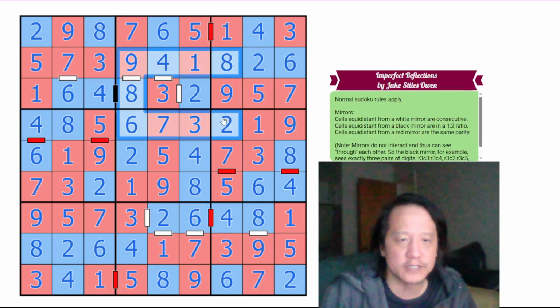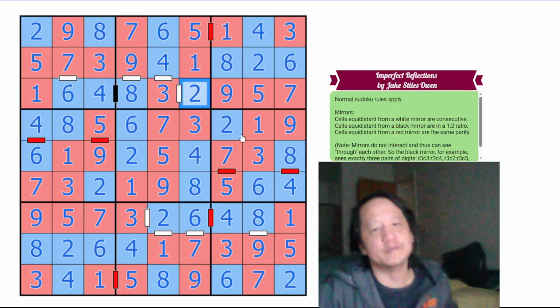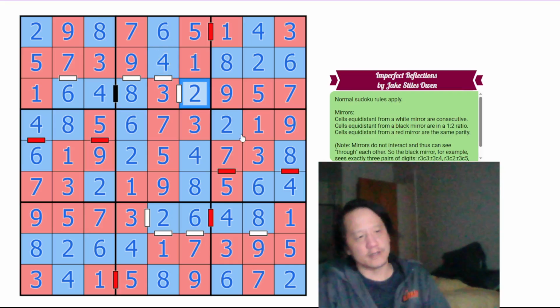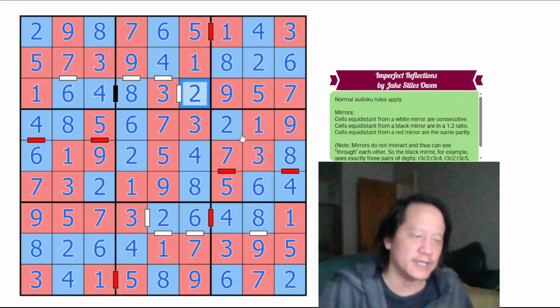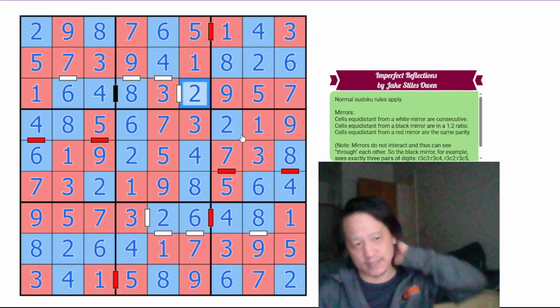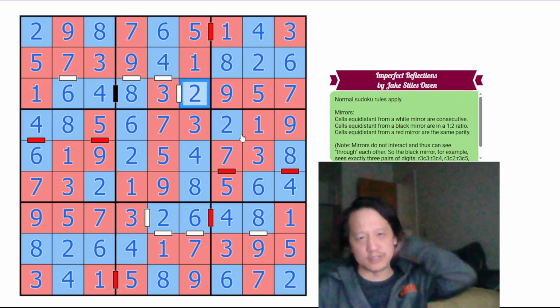Pretty interesting, actually. I've never run into these mirror things before, but it's very interesting. It's kind of like crop key dots, but extended crop key dots. So that's one interesting aspect of it.